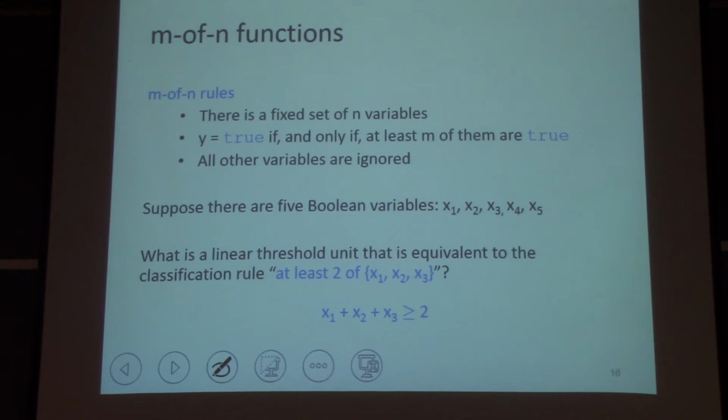Yeah? I'm a little confused with the m of n function. If we're given the function, then what are we searching for? No, the true function is an m of n function, but we don't know it. Instead, we are deploying linear classifiers to find that function. And the question is, does that function exist in this class? And the answer is yes, because it's the same as this linear threshold unit. Other questions?